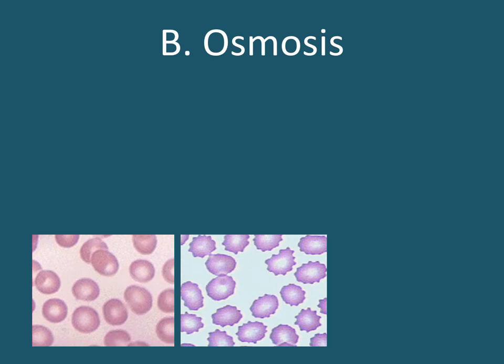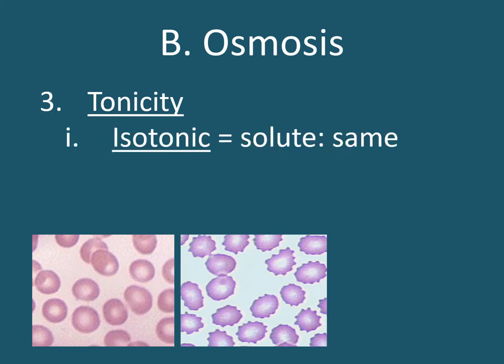Now let's discuss the concept of tonicity. Tonicity describes the concentration of a solution outside of living tissue or cells. For example, an isotonic solution is one in which the concentration of solutes is the same both inside the cells and outside the cells. Animals prefer to be in isotonic solutions. The picture on the left shows red blood cells in an isotonic solution. You can see they have their normal, healthy shape.